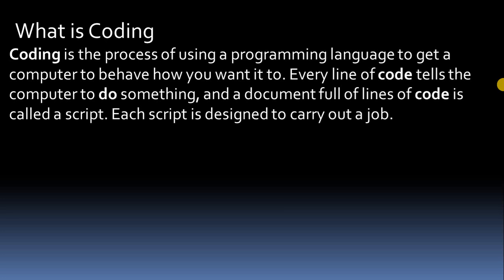Every line of code tells the computer to do something. And a document full of lines of code is called a script, and every script is designed to carry out a specific job. For example, in day-to-day life we use a language for communication purpose, and because of that we do specific tasks, we do specific work also. It helps us to carry out a particular job.